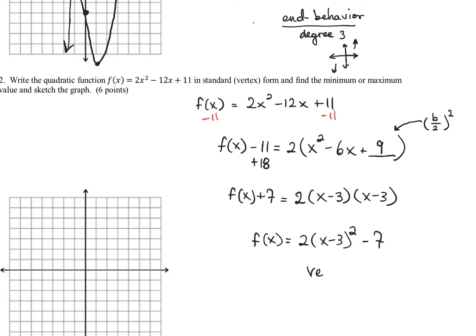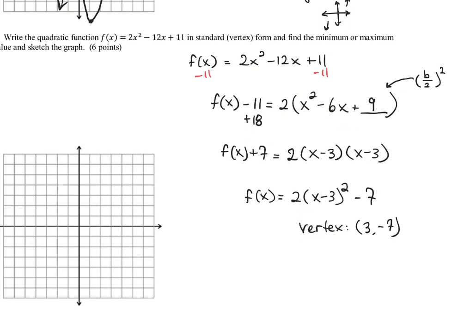So the vertex, if we consider the transformations that have occurred, x minus 3 inside the function means the graph moves to the right 3 units and down 7 units. So the vertex is at the point 3 comma negative 7. And because our leading coefficient is positive, this means the parabola is going to open upward, which makes our vertex a minimum value. So the vertex is down here at 3 comma negative 7.